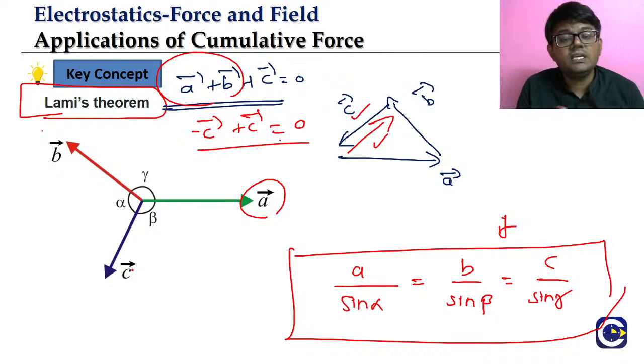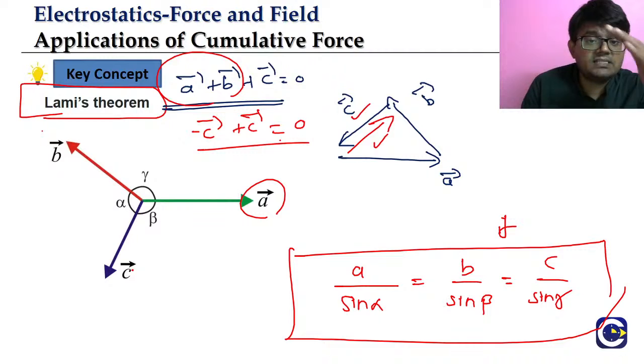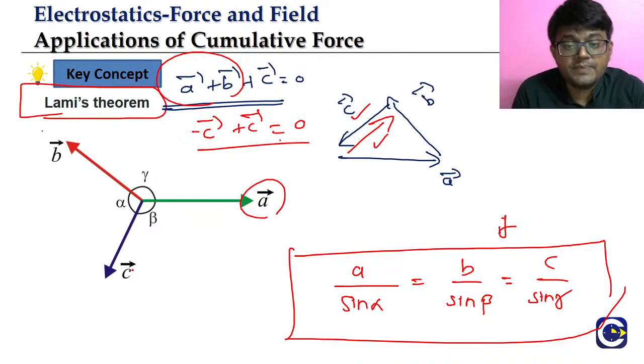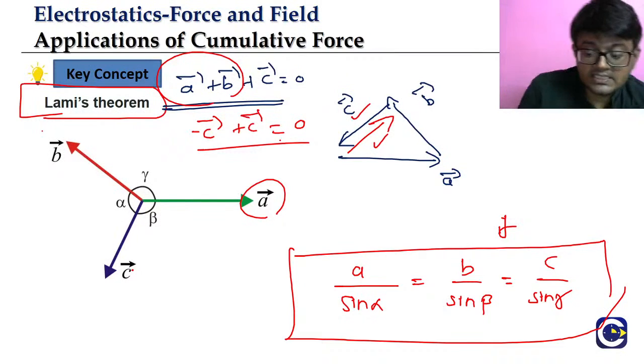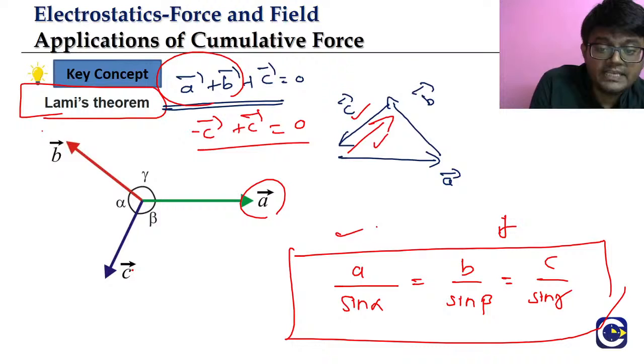So we have three vectors arranged as the sides of the triangle in order. If we can arrange them like that, then what does it mean? The resultant of the three vectors will be equal to 0. Okay? So for that, what is the condition? This is important, this is the Lami's theorem condition.